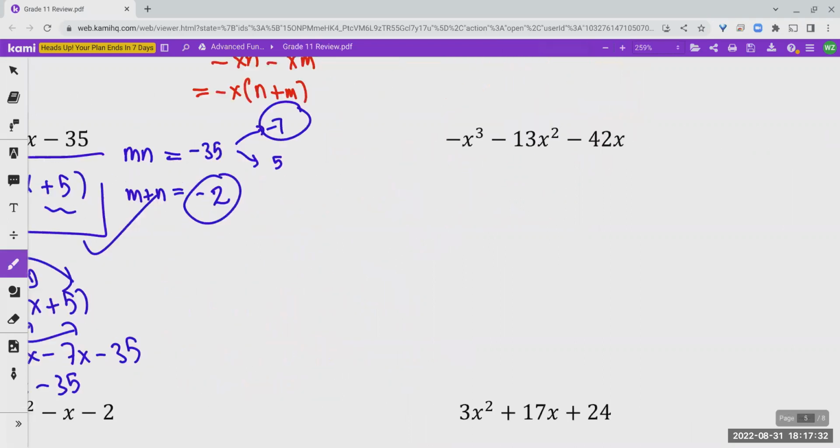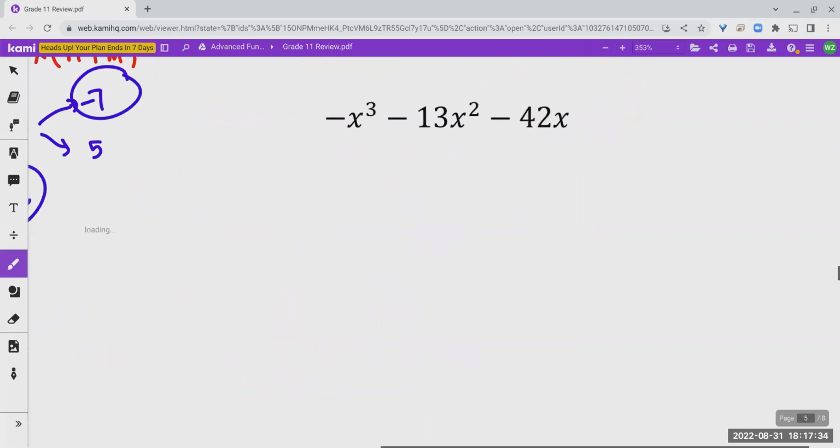Okay, so let's move on. All right, what about this one? Whoa, there's an x cubed here. Oh, didn't I just say you learn how to factor x cubed in grade 12? Yeah, but you can still do this because you can get rid of the x cubed.